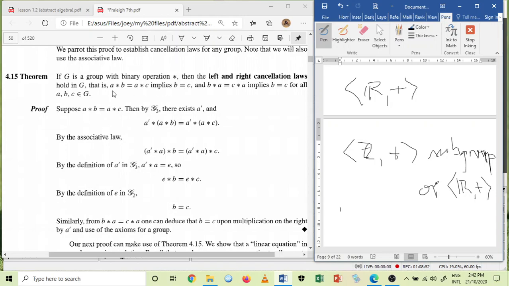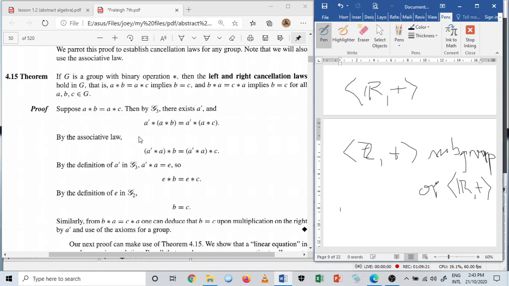So suppose this is true. Suppose A operation B is equal to A operation C. By property 3 of a group, since A is an element of the group, A must have an inverse. So if we operate the inverse A prime to both sides, we will have A inverse operation quantity A operation B equals A inverse operation quantity A operation C.